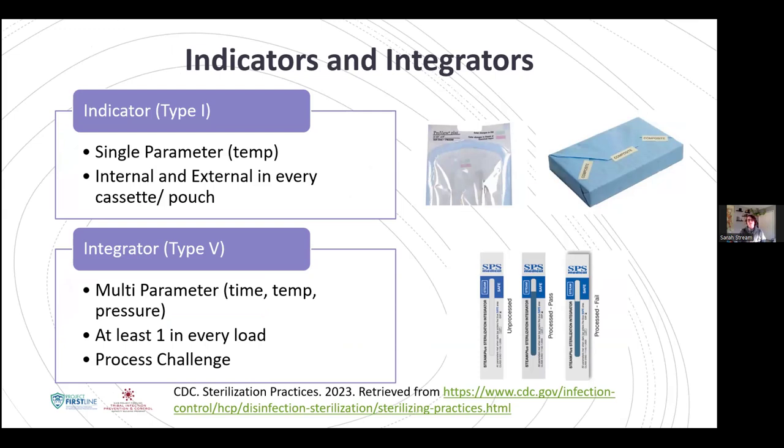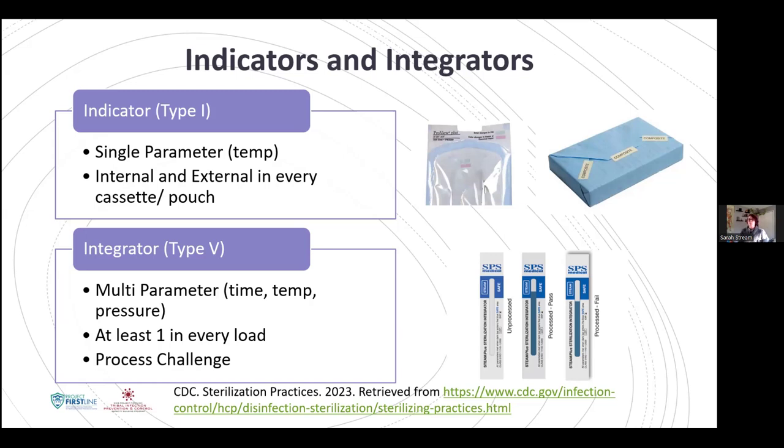And that just measures that the sterilization cycle got hot enough. It's a temperature indicator. Every package, every pouch, every cassette should have an internal and an external indicator. The next step up is a type 5 integrator.